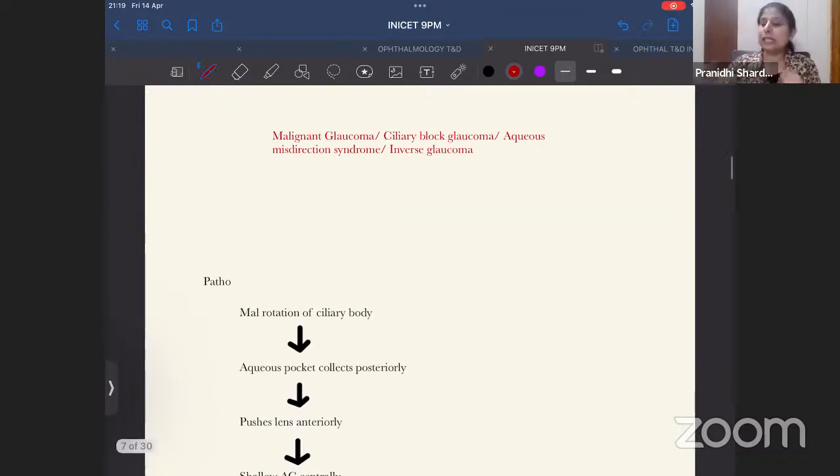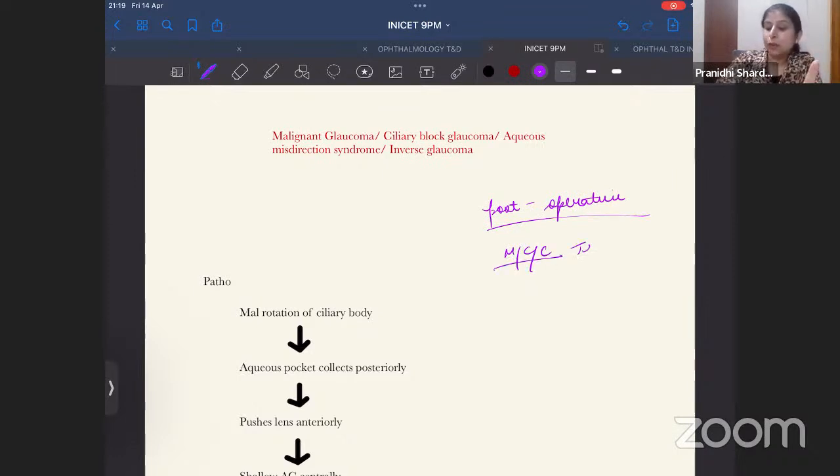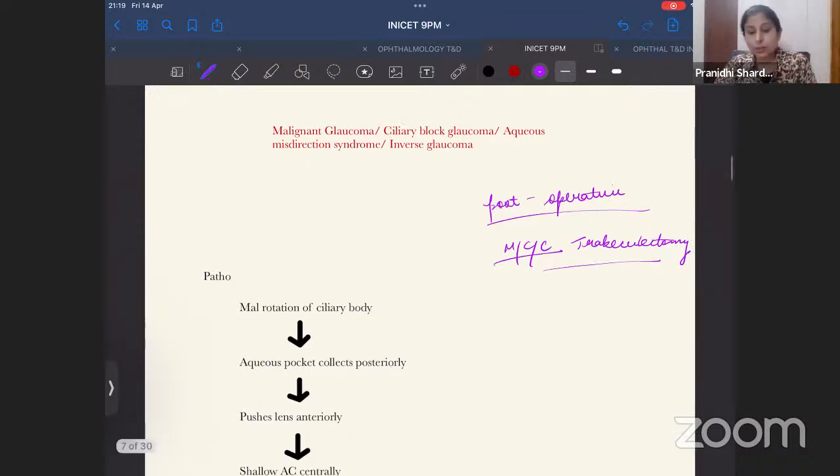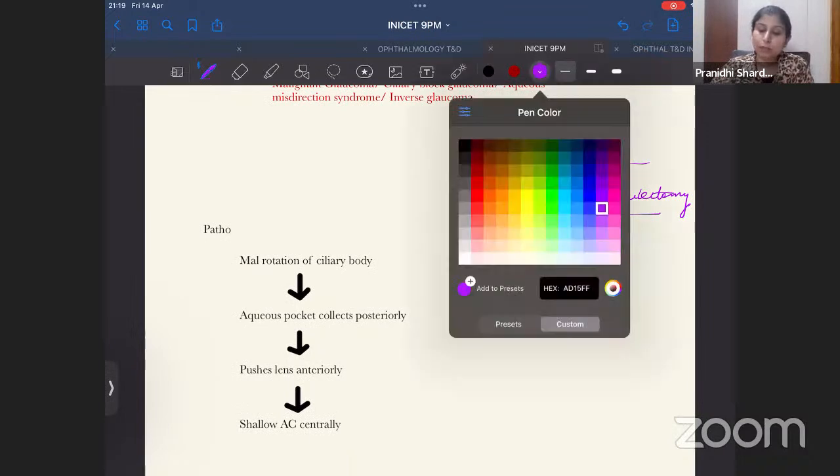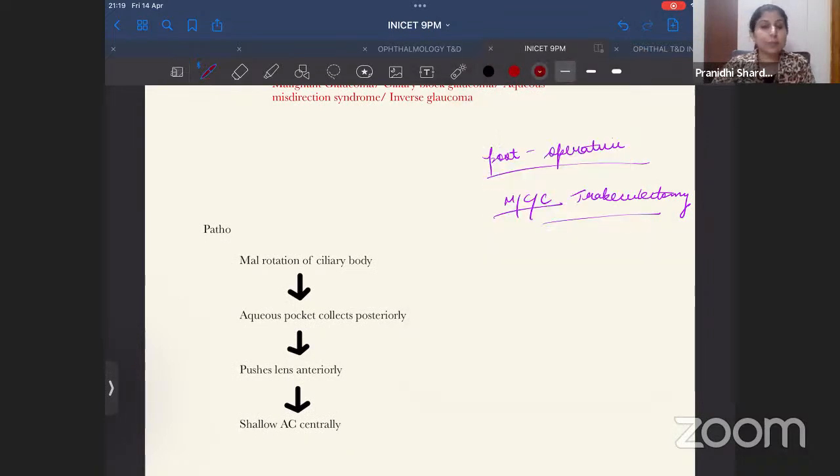It mostly occurs post-operatively. Mostly it is a post-operative complication. It is a post-operative secondary glaucoma after cataract surgery, but the most common surgery associated with the development of malignant glaucoma is trabeculectomy. Trabeculectomy is the most common surgery. It can also occur after cataract surgery. So why it is happening is mainly because of the malrotation of the ciliary body.